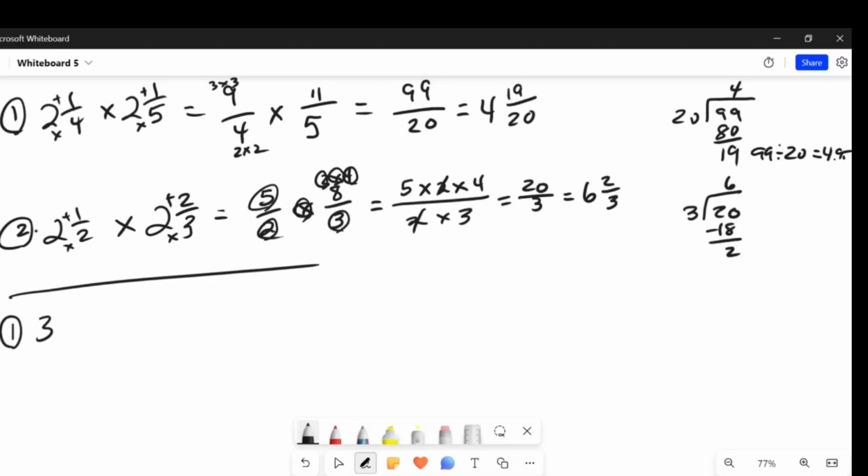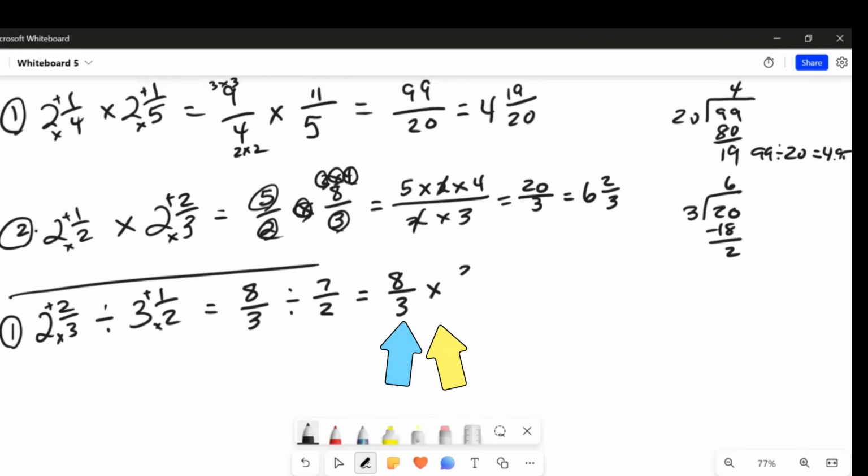On number 1, we have 2 2/3 divided by 3 1/2. Multiplying and dividing mixed numbers, you have to change them back to improper fractions. 3 times 2 is 6, plus 2 is 8/3, divided by 3 times 2 is 6, plus 1 is 7/2. When we divide fractions, we keep, change, flip.